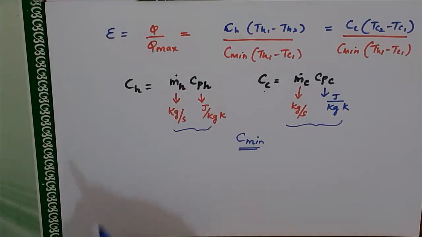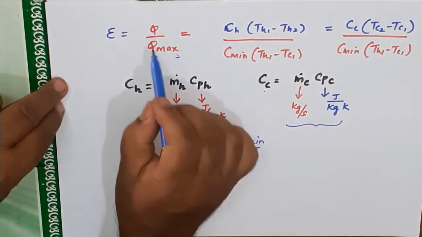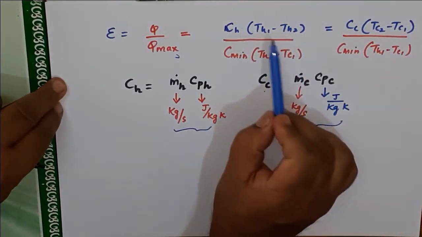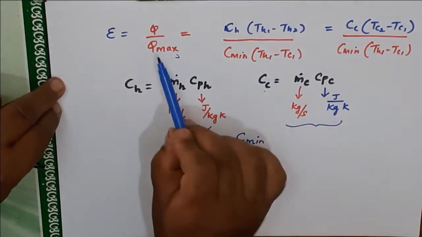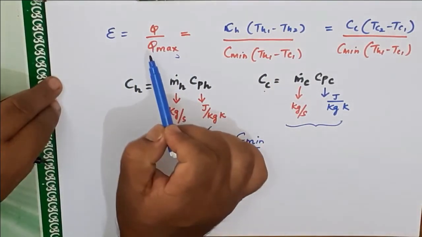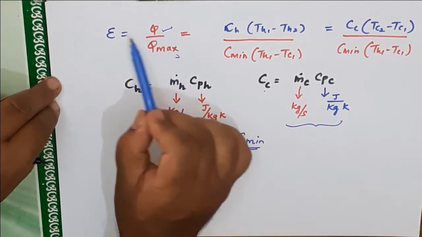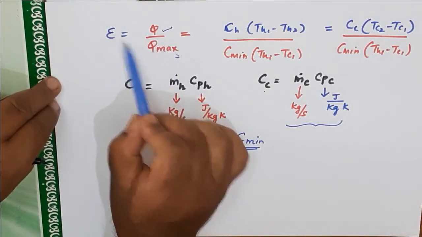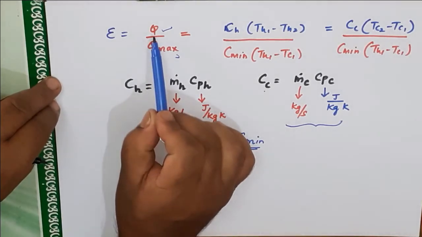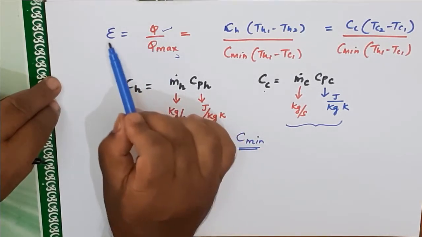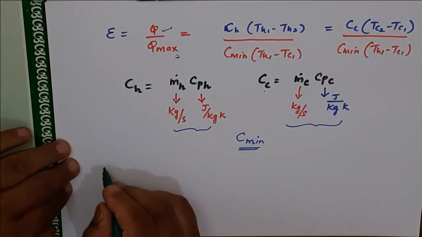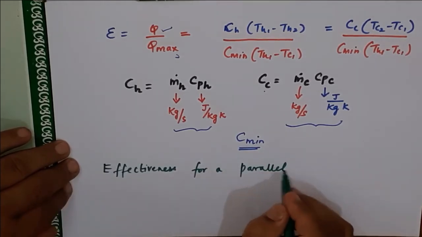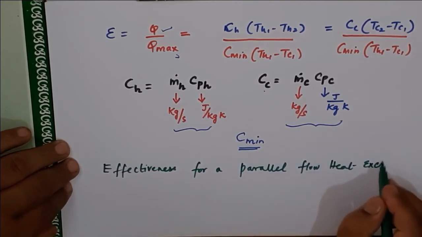So now what should you know? Effectiveness is Q by Q maximum. For a given situation we can calculate Q from the hot fluid inlet temperature and hot fluid exit temperature, which you will know. Similarly, you can find Q maximum. If you know the effectiveness of the heat exchanger, you can multiply it with the maximum heat transfer rate and calculate the actual heat transfer rate Q. Now we will see how to derive the effectiveness for a parallel flow heat exchanger.